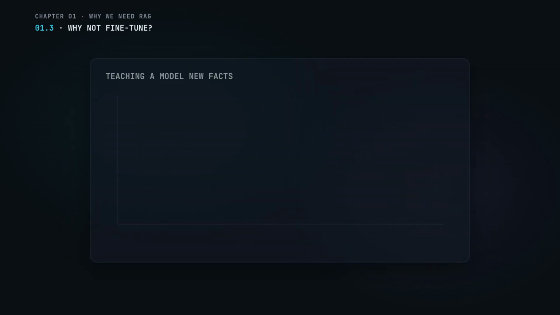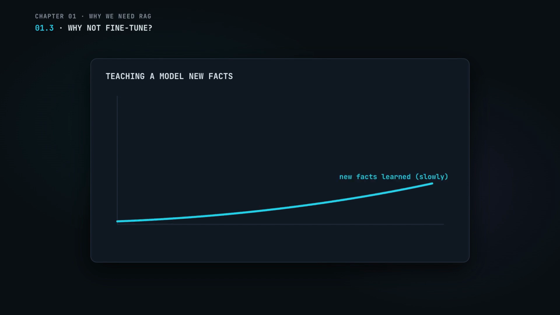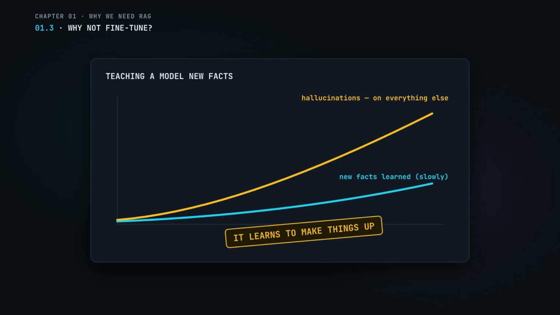And researchers have measured why. When you fine-tune on genuinely new knowledge, the model learns it slowly and reluctantly. And as it finally memorizes the new facts, something ugly happens. It starts hallucinating more on everything else. Teaching it new facts literally teaches it to make things up.